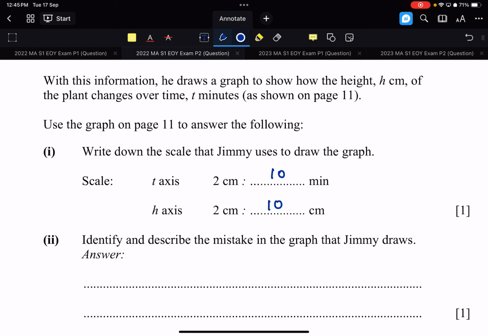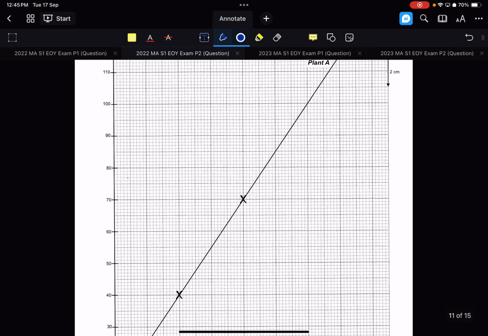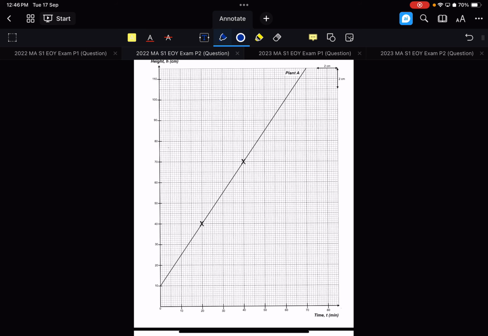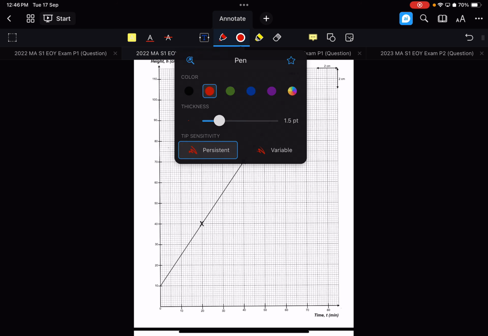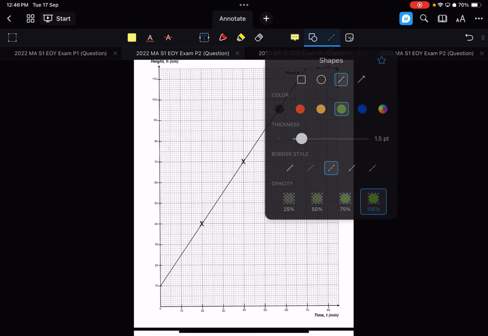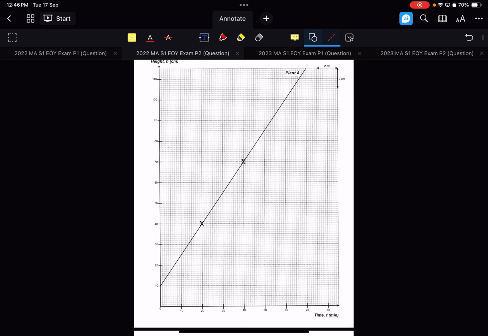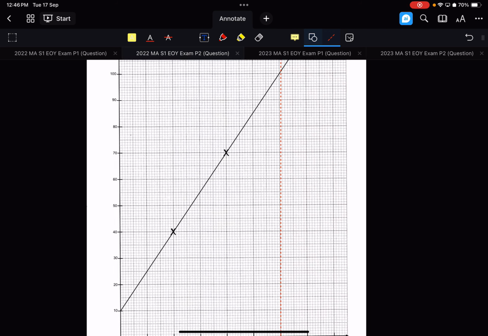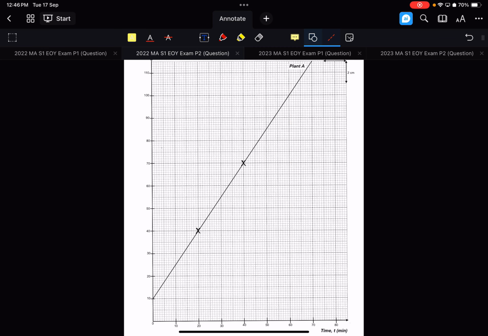Next, identify and describe the mistake in the graph that Jimmy drew. So what is the mistake? Let's take a look at the graph again. This particular graph goes from 0 to, well, look at this. This is 60, right? Let me draw the line in red. This is 60, right? So the graph should not cross 60. His graph actually goes until 70 minutes, which is not correct.